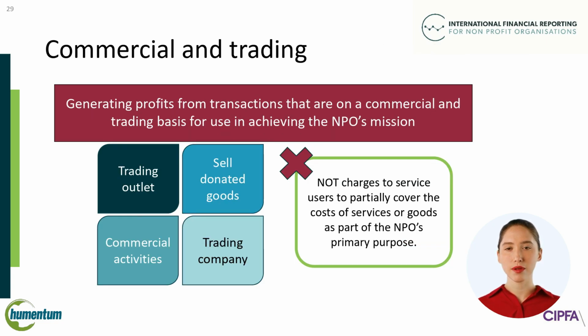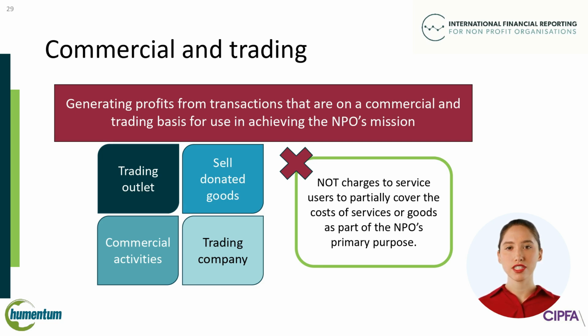The second category of fundraising costs relates to commercial and trading activities. These will be from activities being carried out specifically to generate funds to be used in meeting an NPO's primary purpose. They could relate to operating a trading outlet to sell donated or bought-in goods, or operating a trading company undertaking other commercial or trading activities.